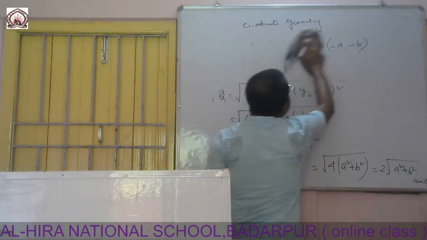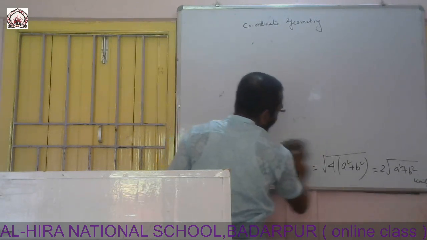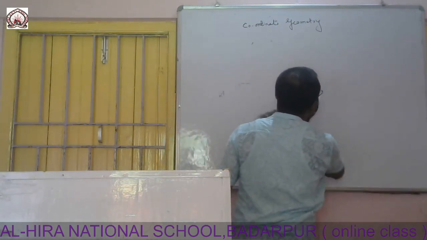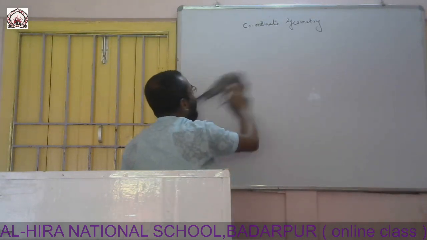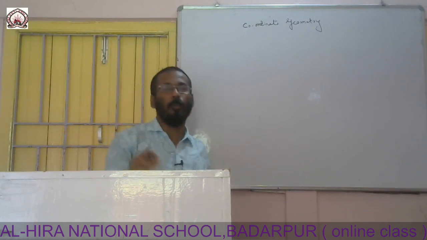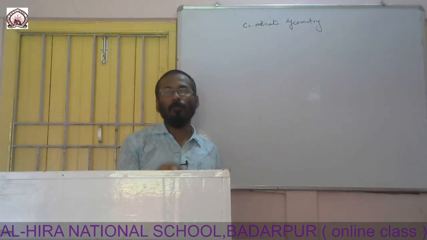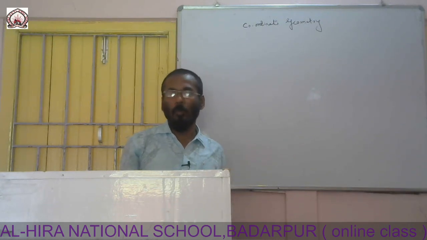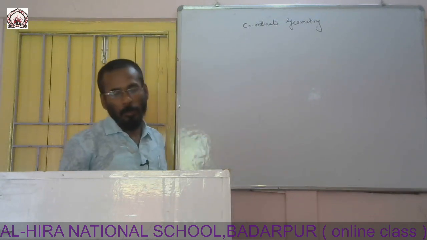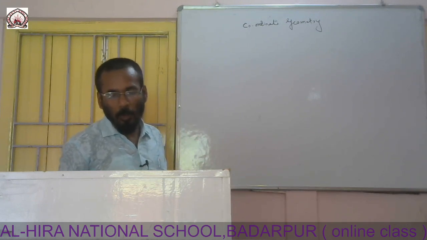Whenever you are taking square roots, then you write units. Now question number 2 is the distance formula from origin to any point. Remember, the distance from the origin to any point is root over x square plus y square. Find the distance between points (0, 0) and (36, 15).